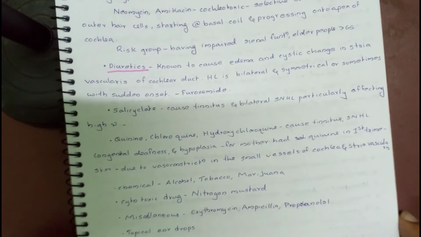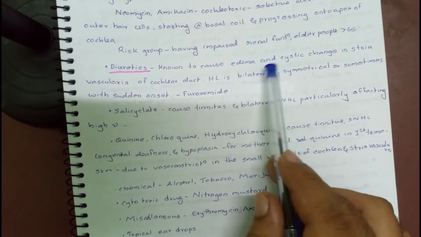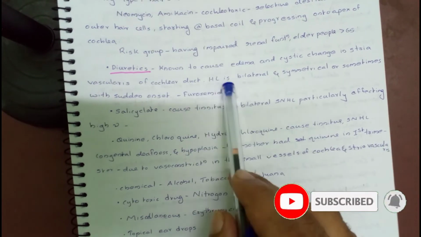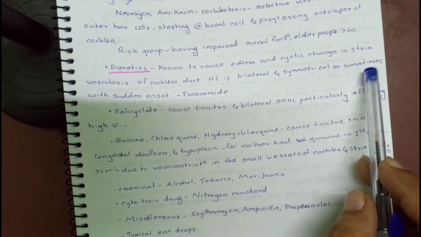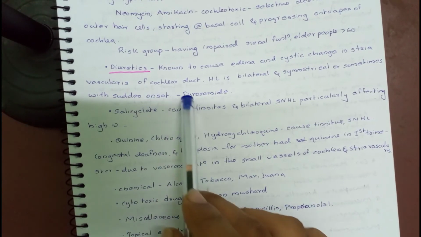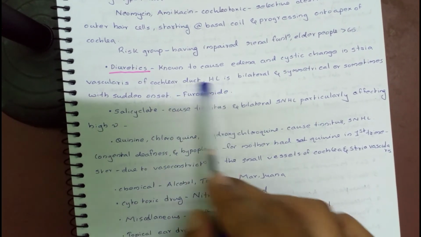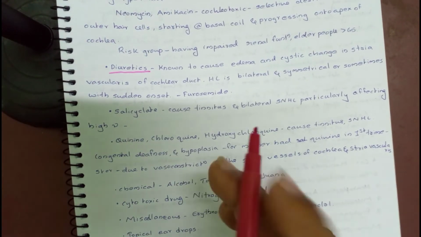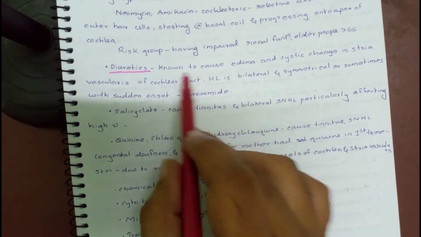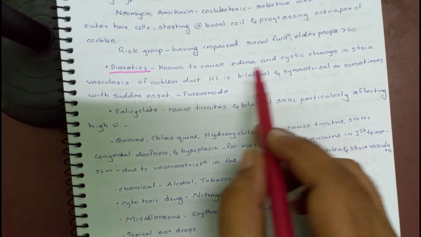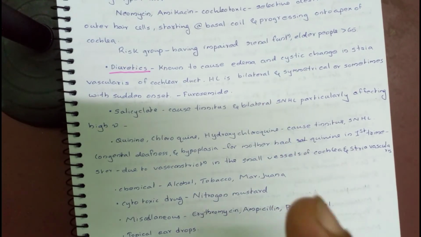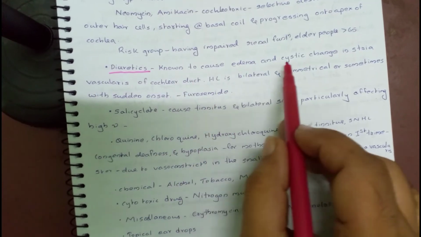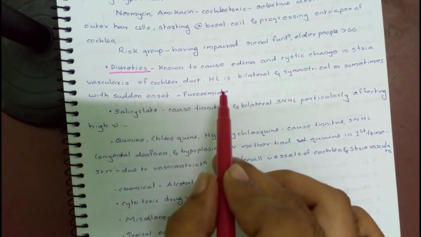The next one is the diuretics. They are known to cause edema and cystic changes in the stria vascularis of the cochlear duct. The hearing loss is bilateral and symmetrical, sometimes with sudden onset. The drug is furosemide, and the change is usually reversible, but the damage caused is not reversible.